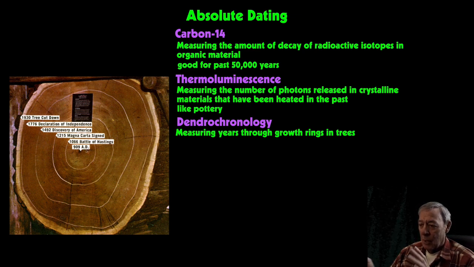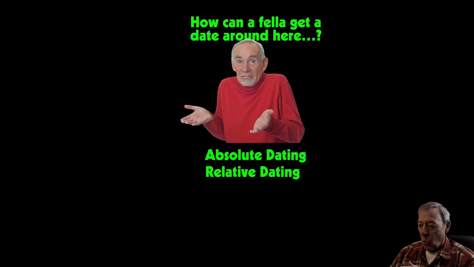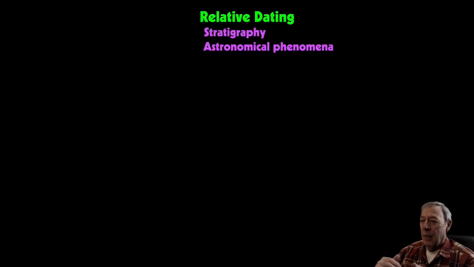Now, none of these will give you a specific year and month, of course, but they get you within the ballpark of when something was created or when something lived. Now, the other one is relative dating, and quite frankly, I think this is probably used most commonly in dating archaeological digs. One is stratigraphy, the other one astronomical phenomena.